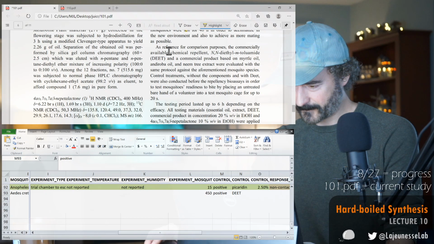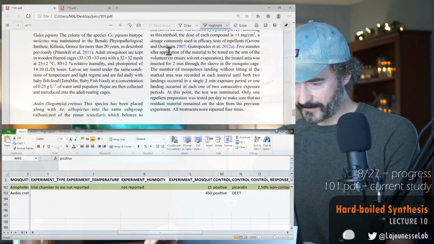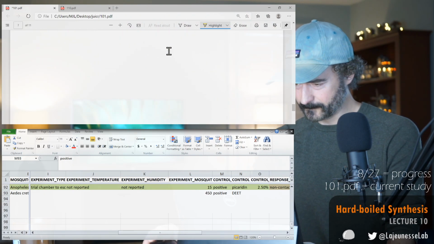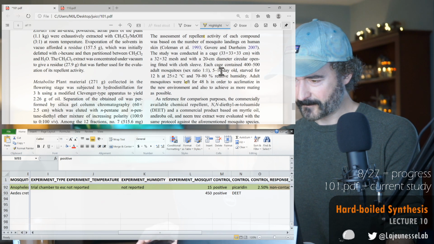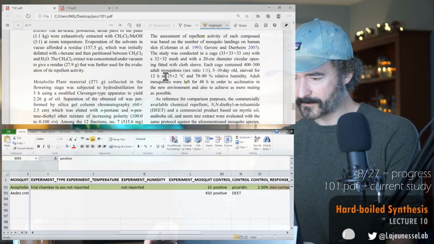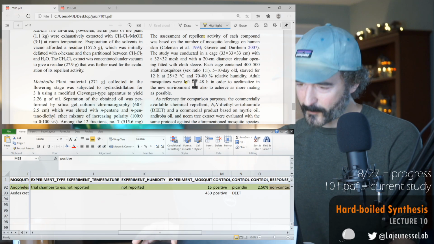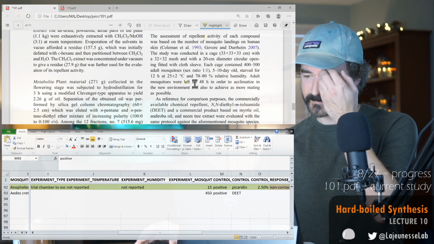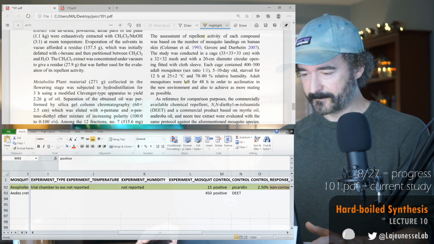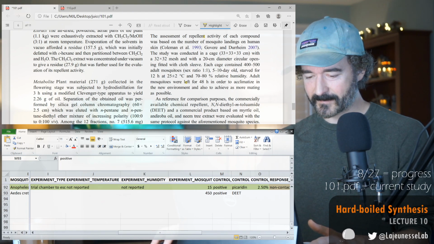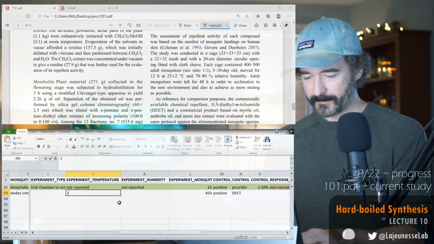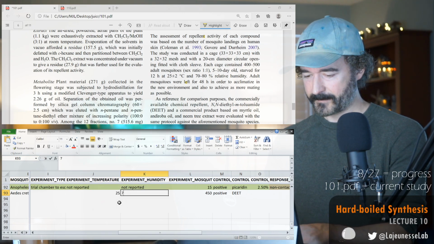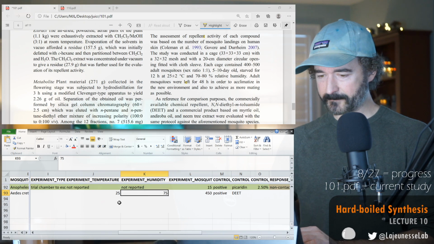Okay. They don't really say what the new environment is. Presumably it's this stuff over here at the top. Each cage contained 500 adult mosquitoes, starved for 12 hours. And then they were left for an additional 48 hours. Well, okay, I'm just going to plug this in as temperature. 25 and 75 humidity.